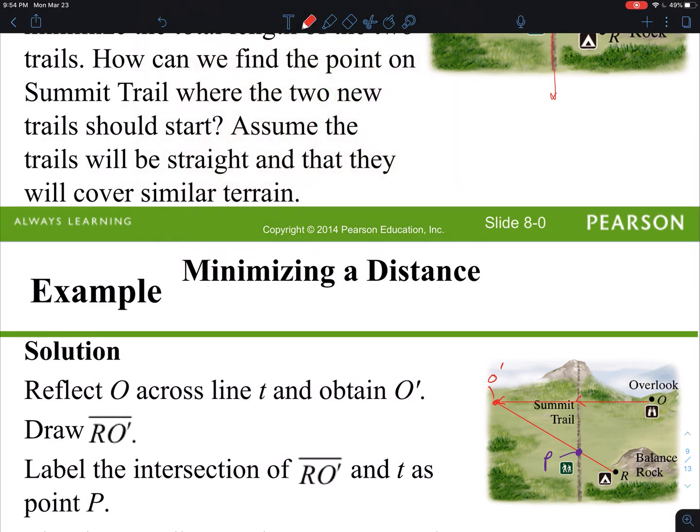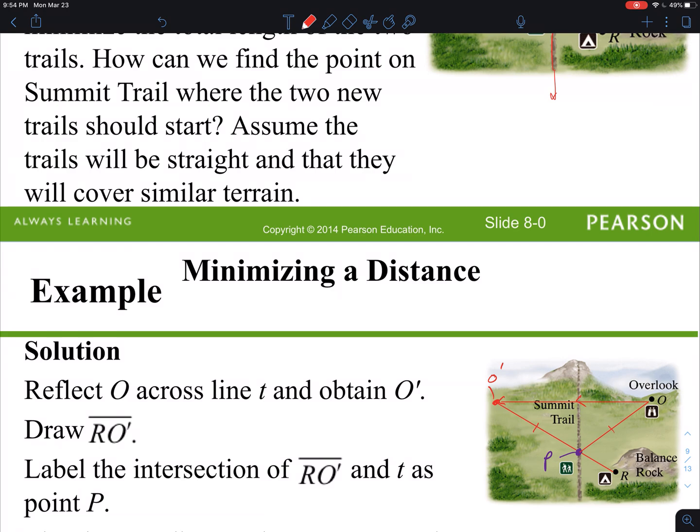But now what we can say is that we know that a line is the shortest distance. So R to P is the shortest distance, and therefore if I'm on the trail, P to O prime is going to be the shortest distance to get to that place. Well, if we connect P to O right here, then we also notice that these two are going to be congruent, making an isosceles triangle.